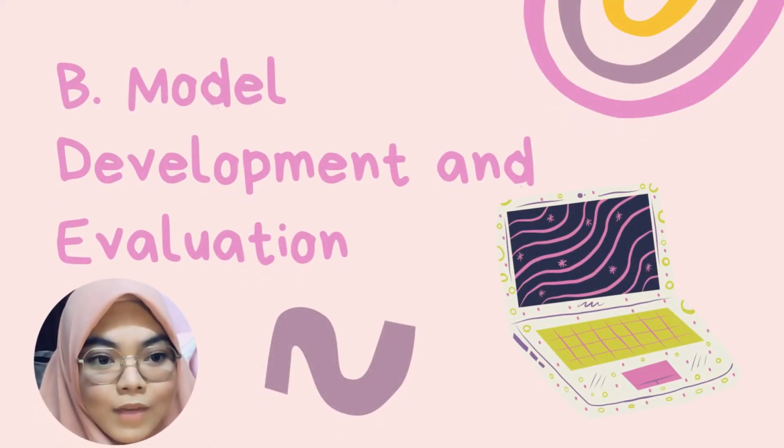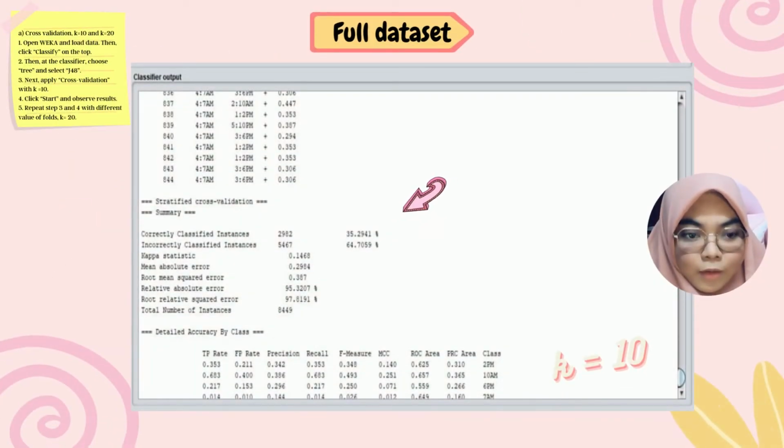Next is model development and evaluation. In this task, we use the classification method for the model development. Here are the steps and results after we apply the classification to the full dataset and reduced dataset. First, on the full dataset, we use cross-validation K10, and you can see the procedure at the top. The accuracy we got is 35.2941%.